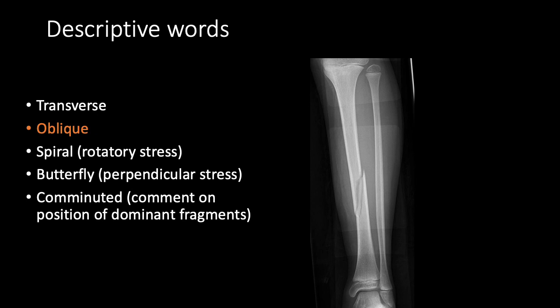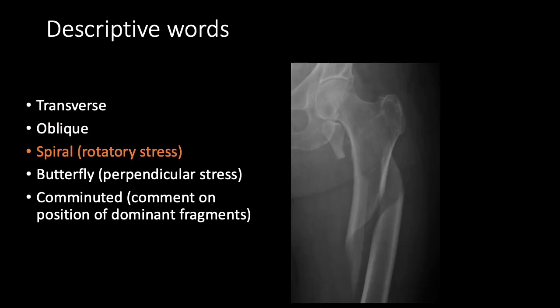An oblique fracture is when a bone is broken at an angle, as seen at the mid-aspect of the tibia here. A spiral fracture is one in which the bone is broken with a twisting motion, and this creates a fracture line that wraps around the bone and looks kind of like a corkscrew, as seen at the proximal femur here.